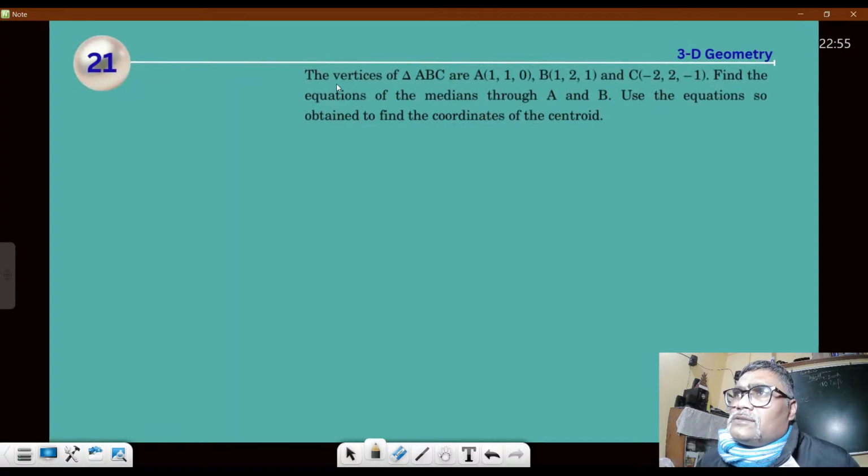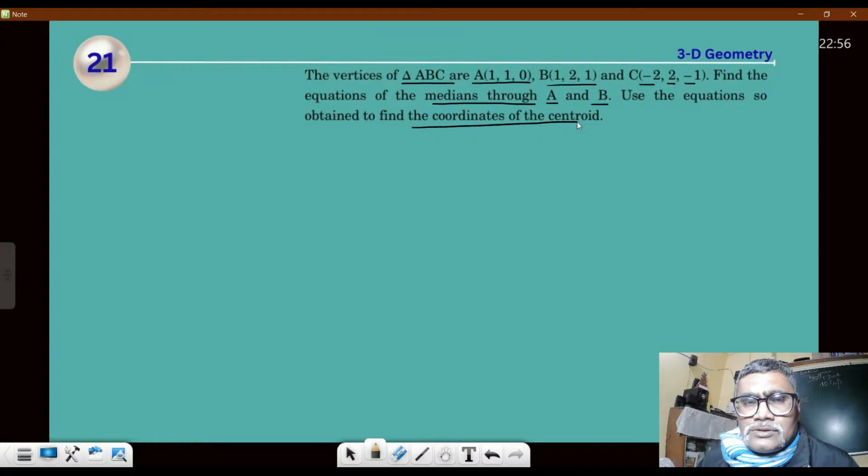The vertices of triangle ABC are (1, 1, 0), (1, 2, 1), and (-2, 2, -1). Find the equations of the medians through A and B. Use the equations so obtained to find the coordinates of the centroid. So here if I explain the problem, you can do this problem yourself.